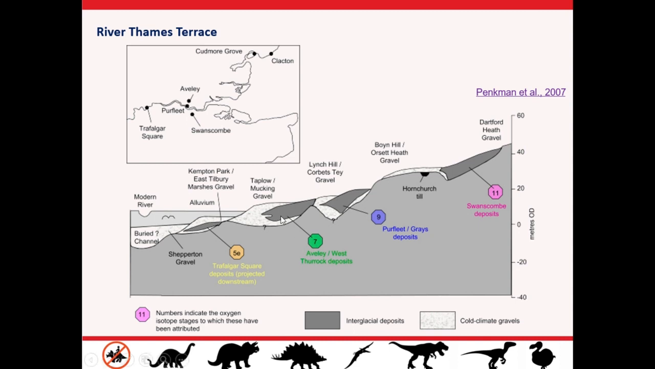At number 7, isotope stage 7, at Aveley, again we can see Aveley on the map. So it's the West Thurrock deposits. You can see evidence of mammals and evidence of northern voles, and again human artifacts. And then when we get to stage 5E, it's known as Trafalgar Square, kind of in central London. Within this interglacial material, what we actually see evidence of is hippos and deer. We don't actually see any human artifacts in this material as evidenced here.